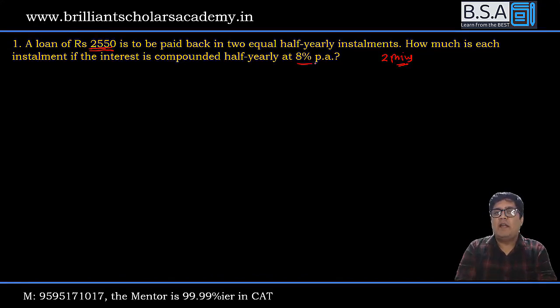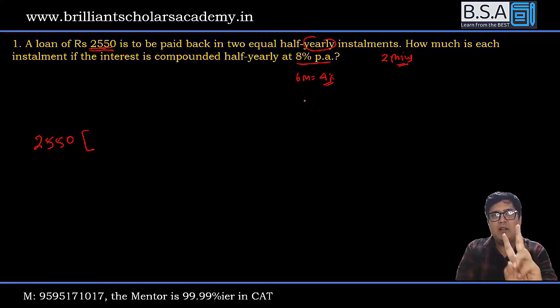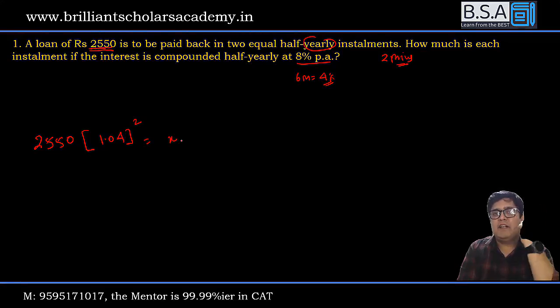Because annual interest is 8%, half yearly. Half yearly means 6 monthly. It will be 4%. This is the loan value 2550. The payment is made in two parts. So 1.04 square. When you make the first payment, it will generate interest for one cycle, 6 months, and second payment pays off the whole balance.